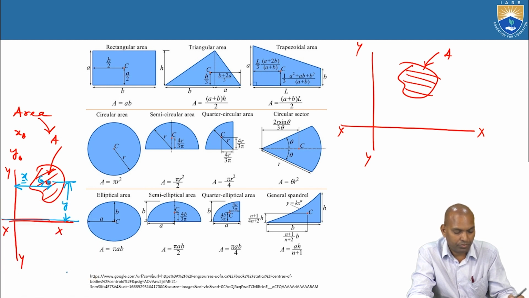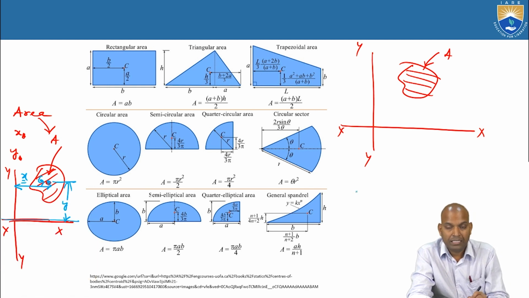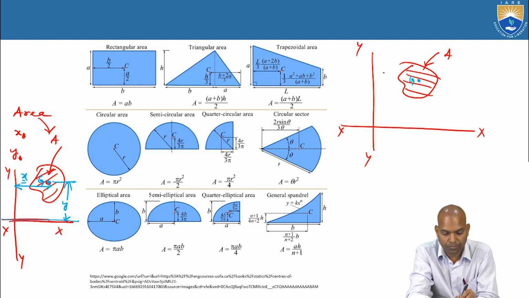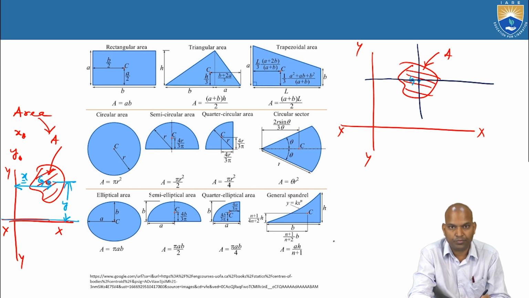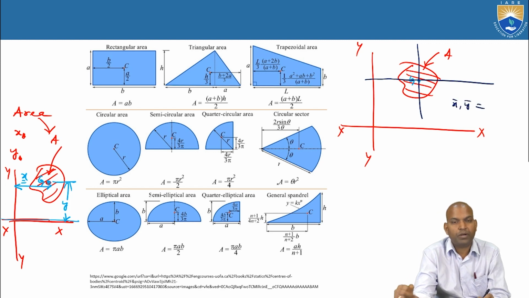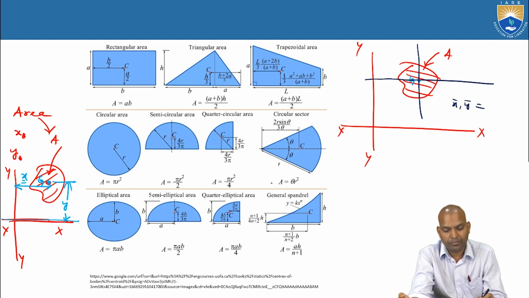Now, suppose the reference axes are at a distance very far from the section. It is the G point. If the reference axes are passing through the G point, the centroid point, suppose that is the reference axis. Then what about bar x and bar y? What is bar x, or what is the x value?